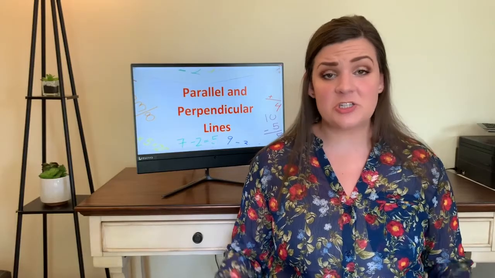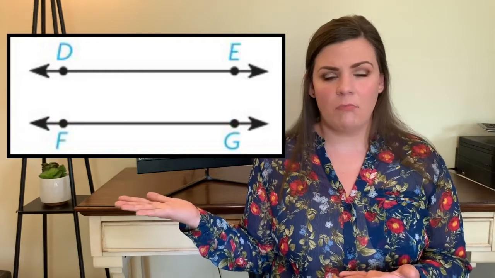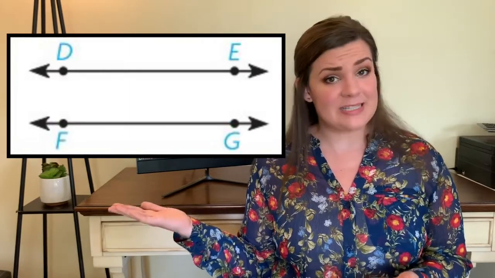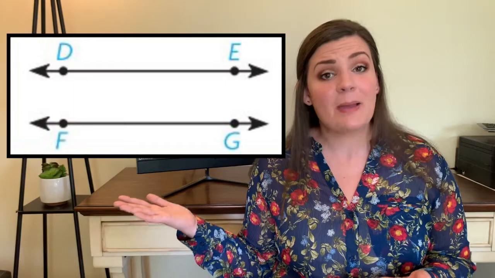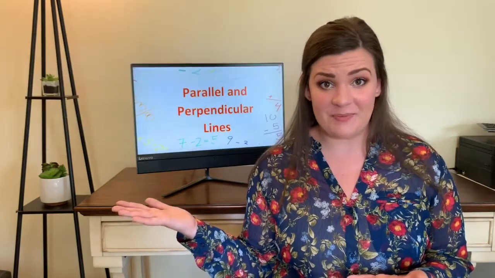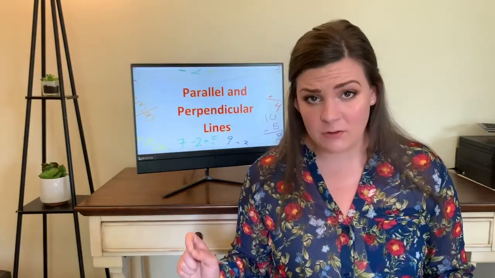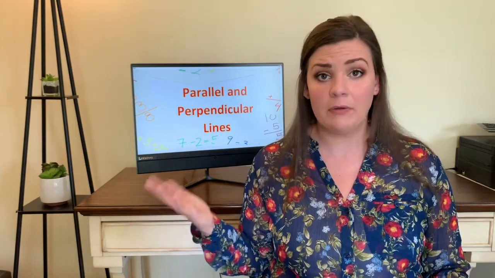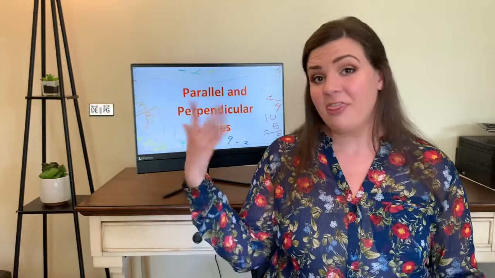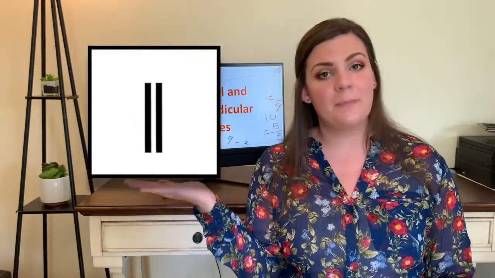If we were asked to describe these lines, what would we say? We would say that line DE is parallel to line FG. If we wanted to write that information down, how would we write it? Well, it would look a little something like this. This sign actually means parallel.